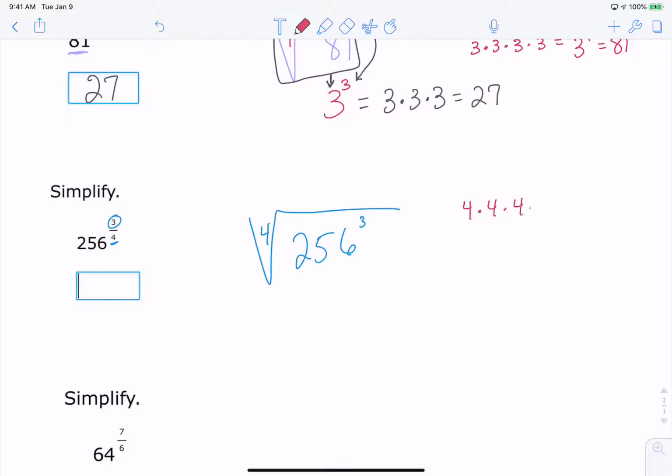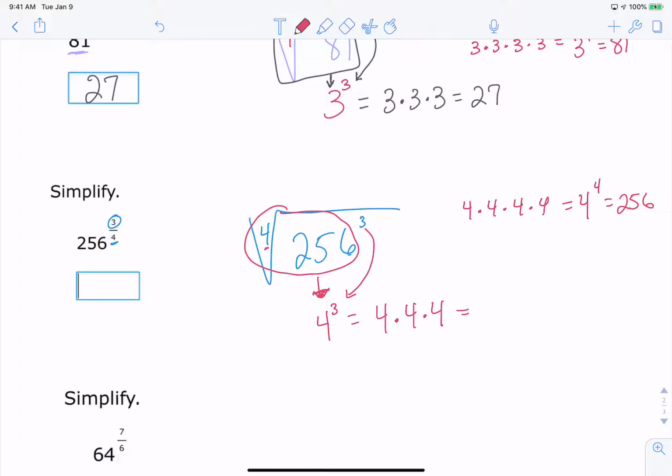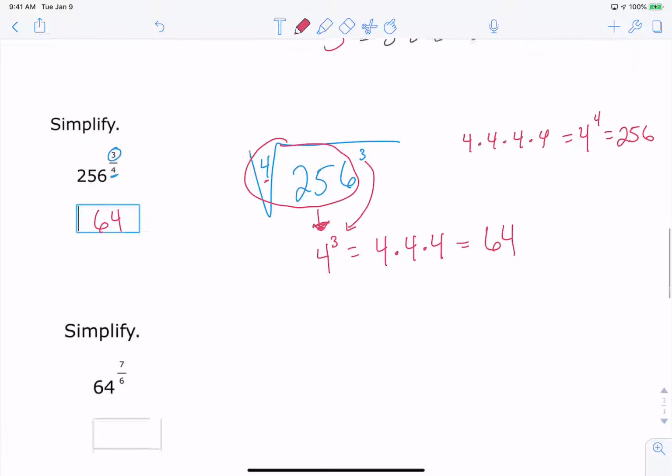So if I do 4 times 4 times 4 times 4, because I'm taking the fourth root. So that's the same as saying 4 to the fourth power, and that does equal 256. So the fourth root of 256 is equivalent to 4, but now I also got to take that to the third power. So 4 to the third power is 4 times 4 times 4, so that would be 64. So 256 to the 3/4 power would be equivalent to 64.